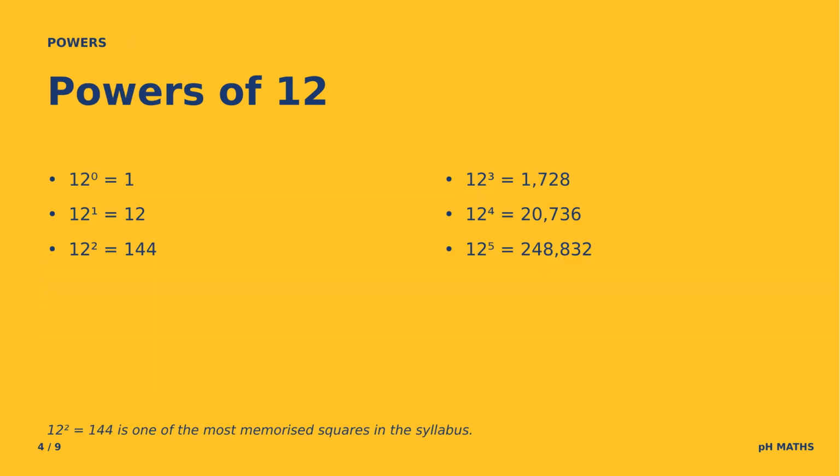Powers of 12. 12 to the 0 is 1. 12 to the 1 is 12. 12 squared is 144, the famous gross, 12 dozen. 12 cubed is 1,728, also the number of cubic inches in a cubic foot. 12 to the 4th is 20,736. Memorize 144. It's one of the most used squares on the syllabus.